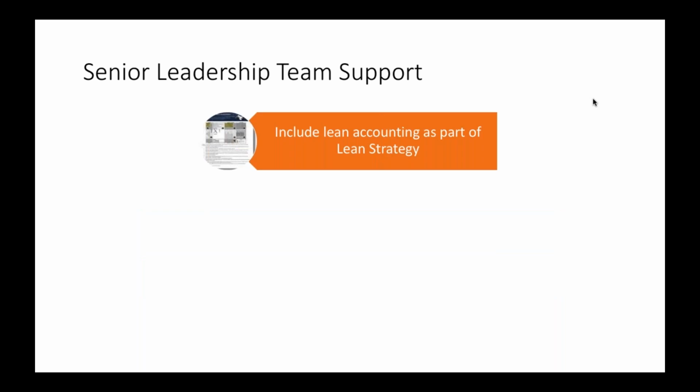One of the most important aspects of a successful lean accounting transformation is senior leadership team support. I have seen it work when the senior leadership supports lean accounting, and I have seen it stall and fail when senior leadership does not support lean accounting from beginning to end. So lean accounting needs to be part of your lean strategy. It needs to be explicitly stated to the company and known to everyone that we will create a lean accounting system.